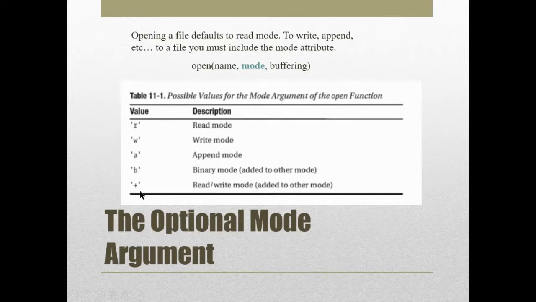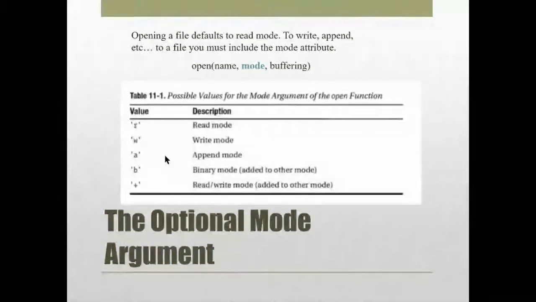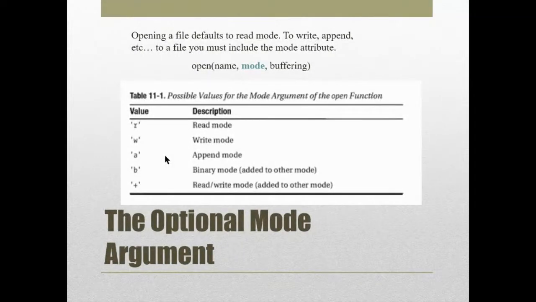This mode can be any of these values. R is for read, W is for write, A is append, B is binary mode, and this plus, if you add it next to R or W, will make either one of these be read and write at the same time. Read mode basically means we can read from that file, but we can't do any kind of write operation. Write means we can write to the file, but we can't really read from it.